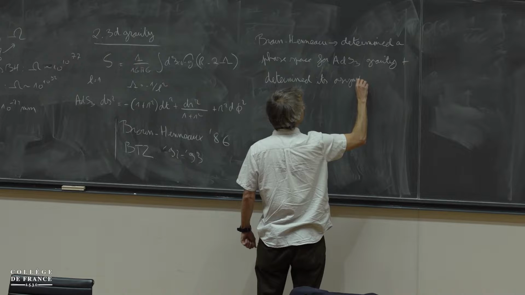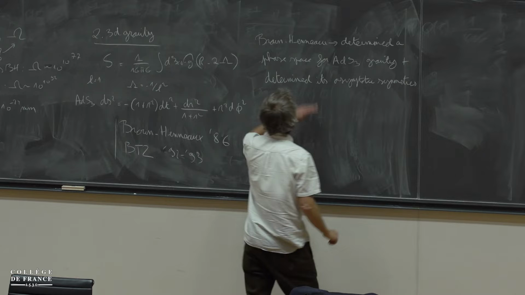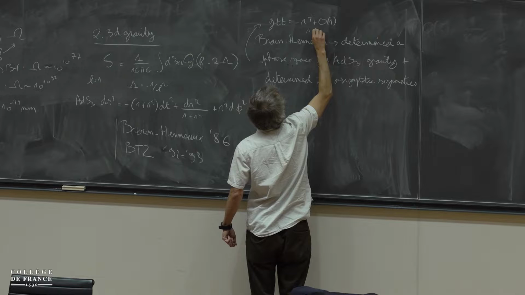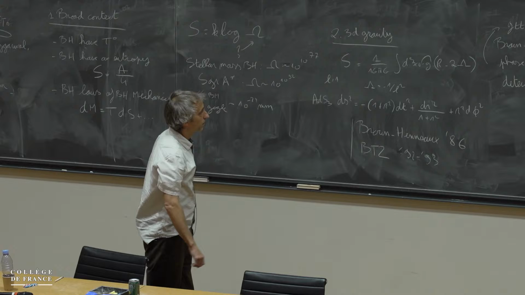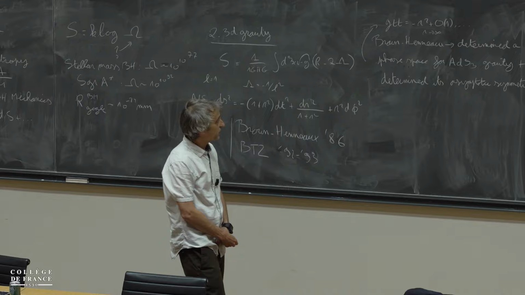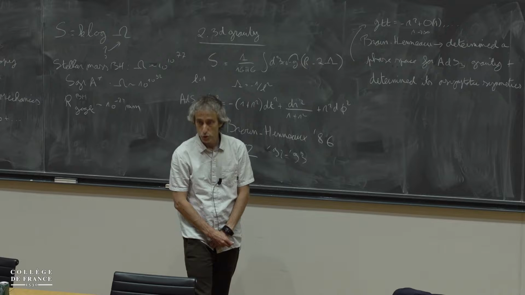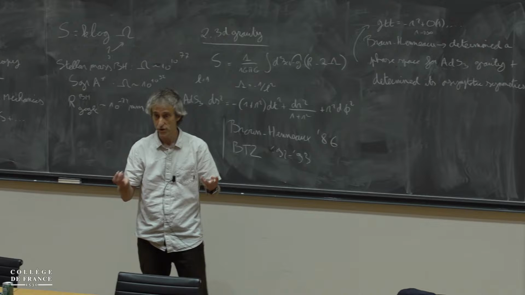What I mean by phase space here is that it is specified by certain fall-off conditions. For example, you would only consider metrics that fall off at infinity like minus r squared plus big O of 1 as r goes to infinity, and similar conditions on the other components of the metric, like Marc did a couple of minutes ago in his lecture. So they determine the phase space for AdS3 gravity, the boundary conditions, and determine its asymptotic symmetries. The asymptotic symmetries are the set of non-trivial diffeomorphisms that preserve these boundary conditions. Non-trivial means that they preserve the boundary conditions but are associated with non-zero charges.